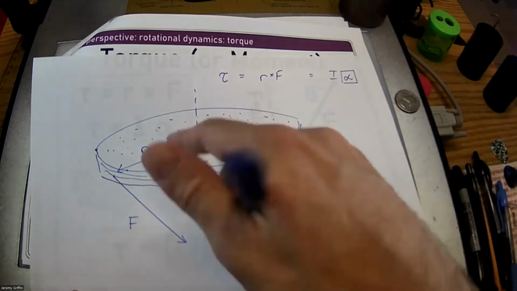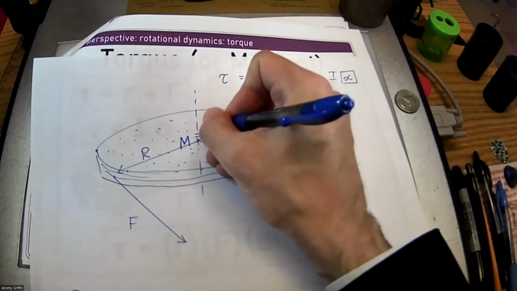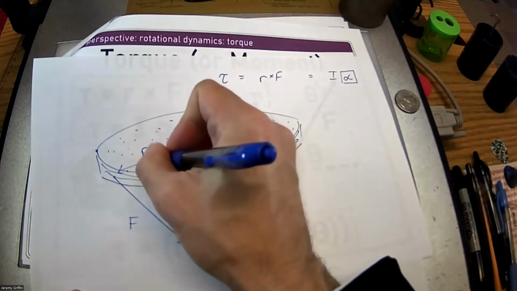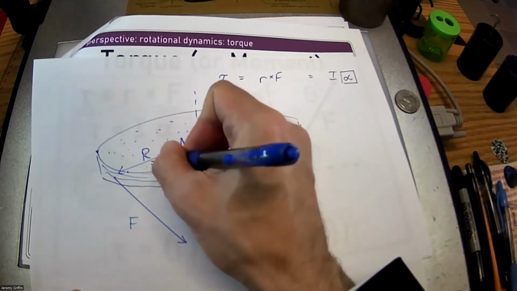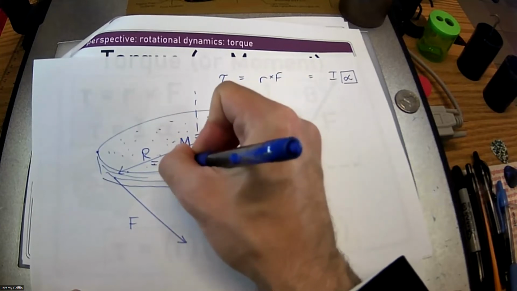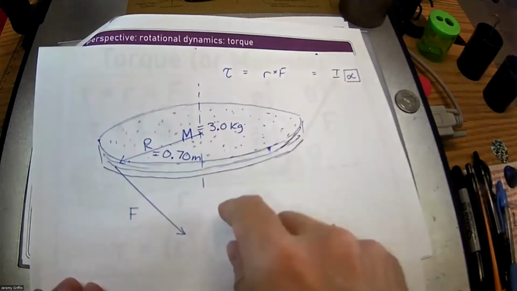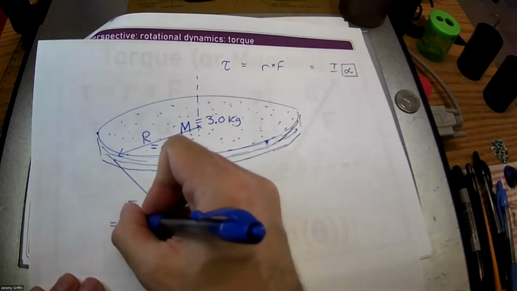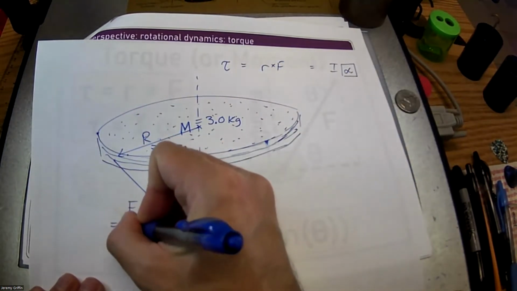Let me throw some numbers in here. Let's give this thing a mass of like 3.0 kilograms. Let's give this thing a radius of like 0.70 meters. About that big old turntable. Okay. And let's say I'm applying a force of like, let's say, 5 newtons. How about that?